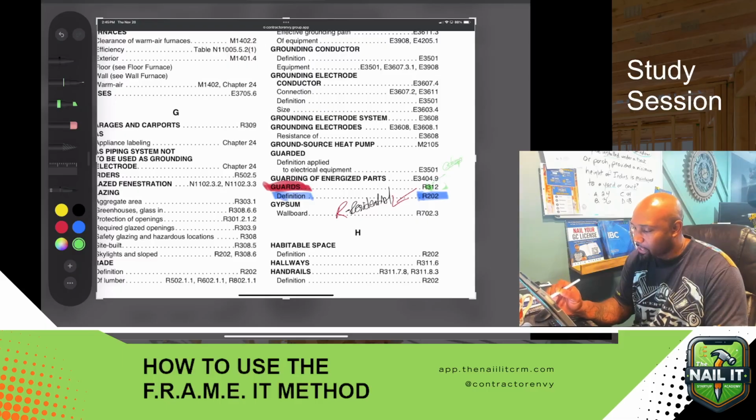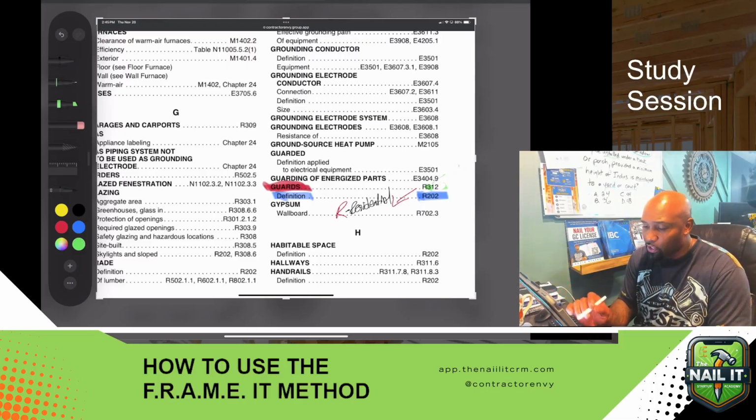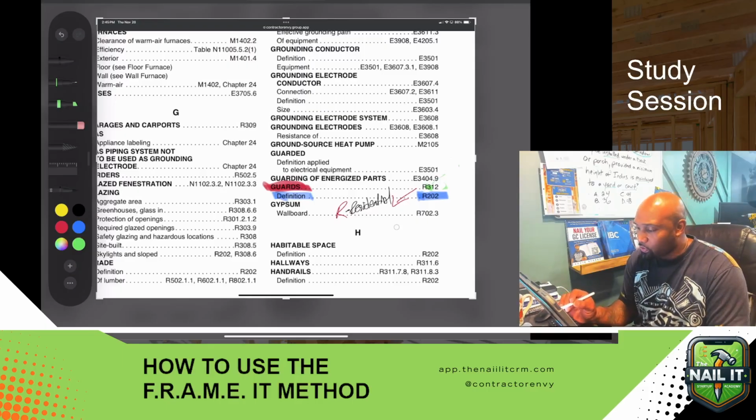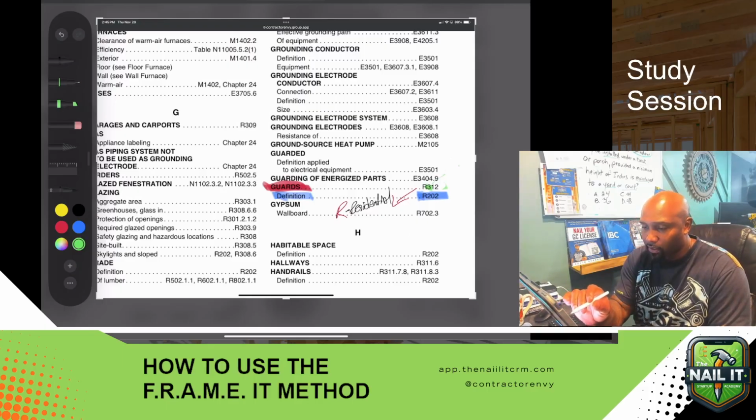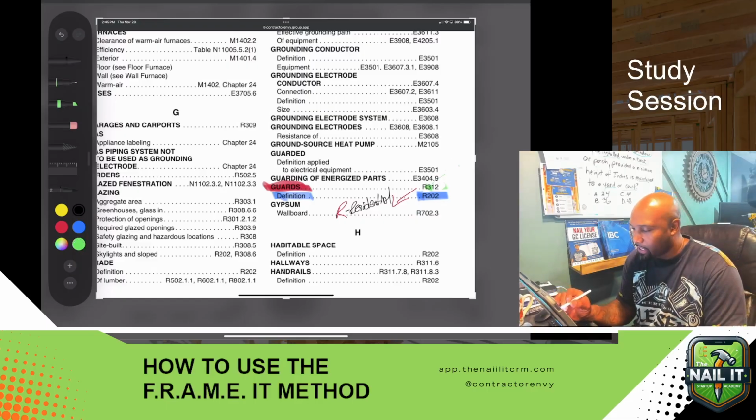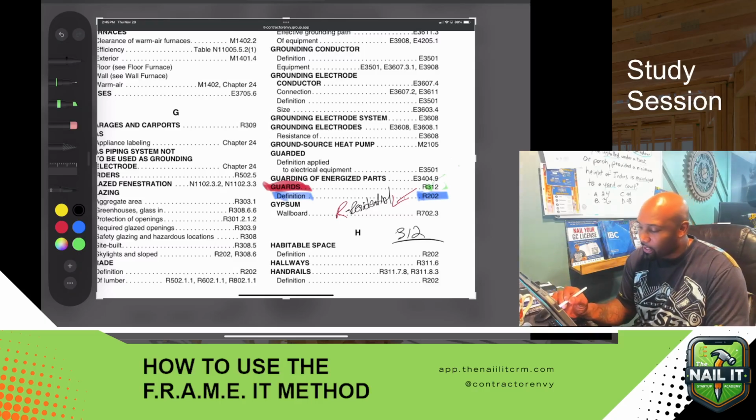Oh, I ran out of space. Sorry. That's going to be the chapter. And then when you put 312 together, let me get my little marker. My little marker is acting up right now. If you put 312 together, that's going to be the section.